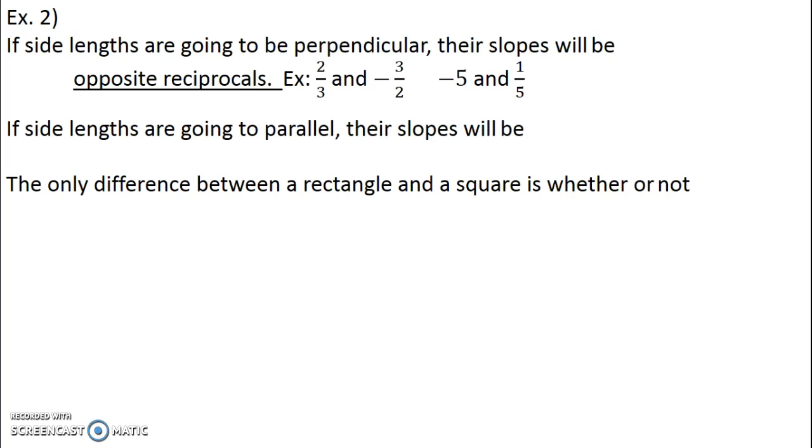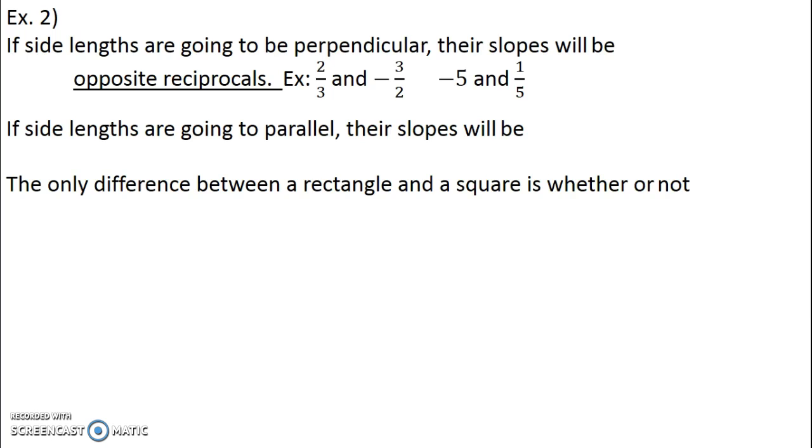Opposite means one's a positive number, one's a negative number. Reciprocals mean if you flip over the number, that's how you create the other one. So 2/3 is a positive number, -3/2 is a negative number. Those are opposite reciprocals. Same thing for -5 and +1/5. They are reciprocals because 5/1 and 1/5, one of the numbers is negative, one of them is positive.